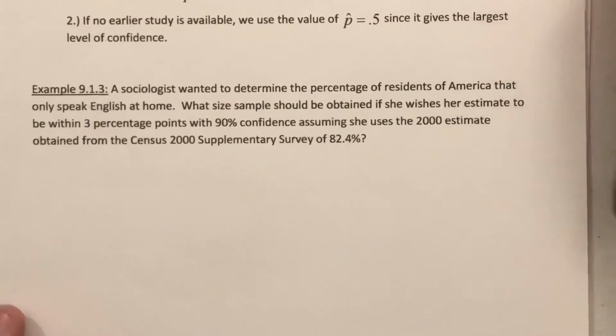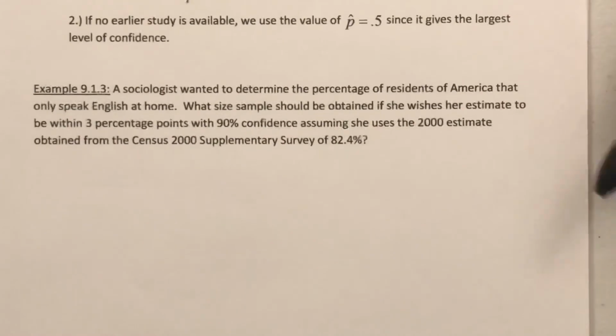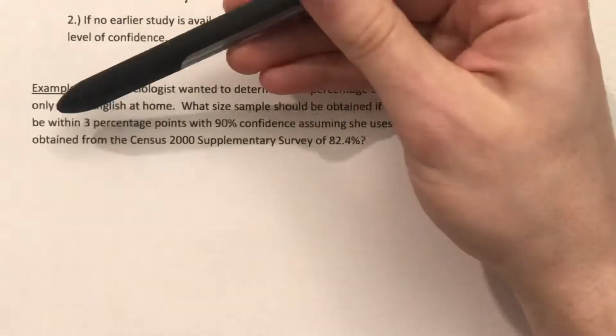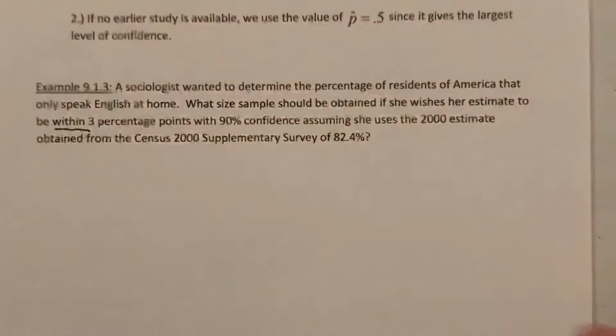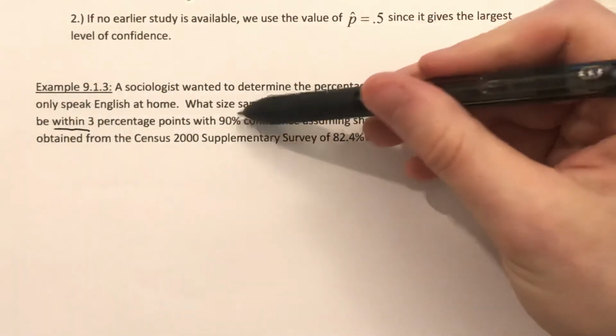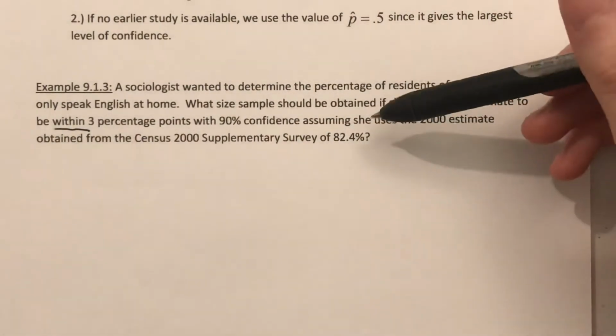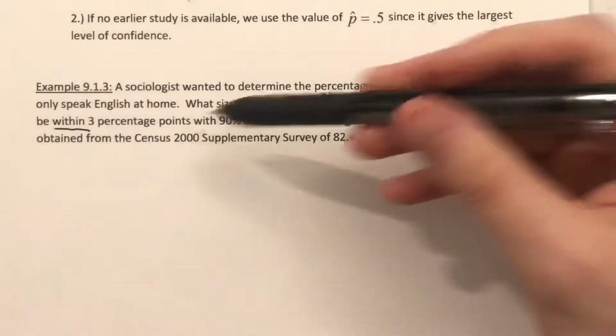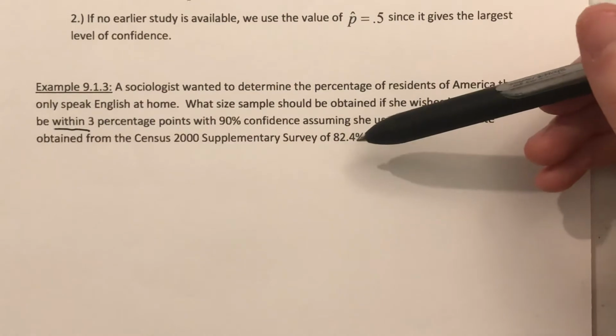So with that being said, we're going to look at determining the percentage of Americans that only speak English at home, and we need to know what size sample should be obtained if we wish to estimate within 3 percentage points. So when you see that within, that's generally your margin of error. And here is your 90% confidence, right? And we assume they use the estimate from a 2000 census of 82.4%.